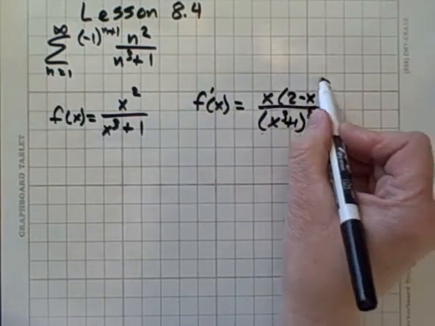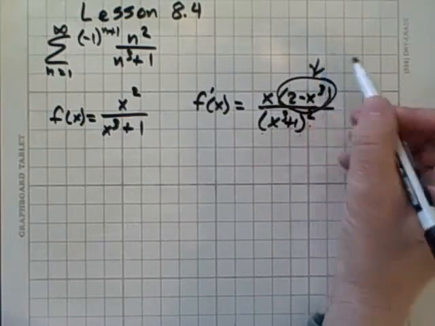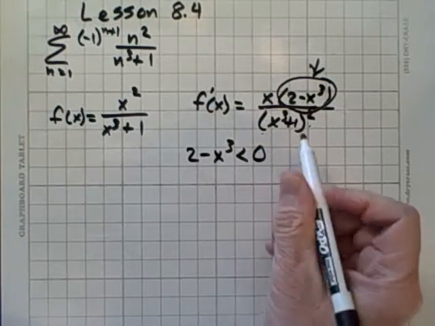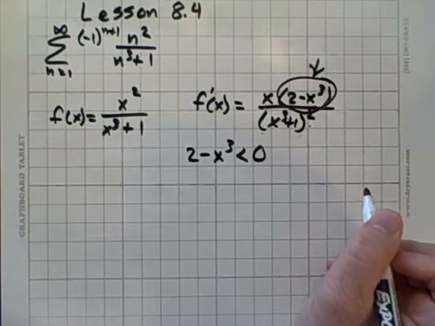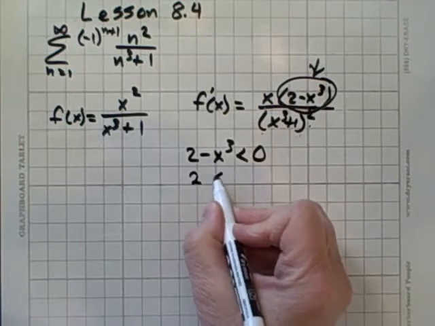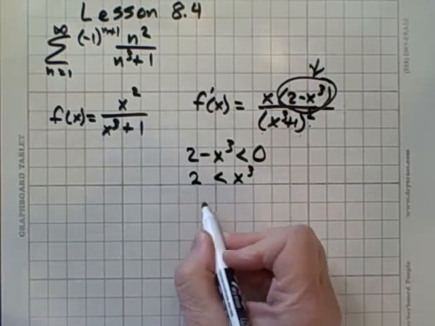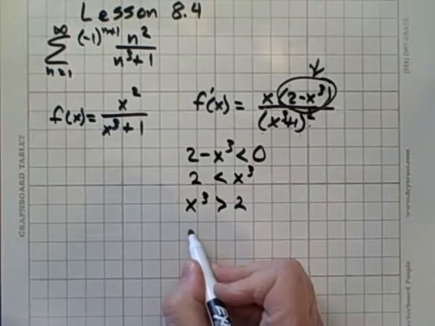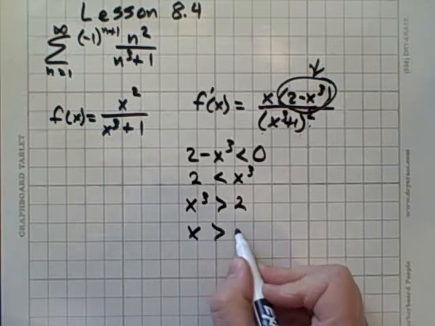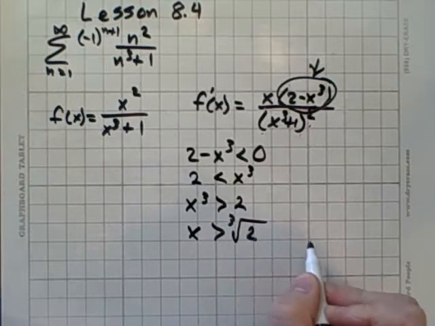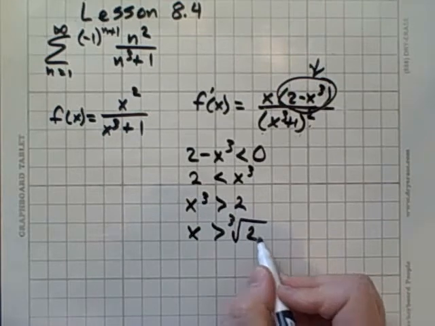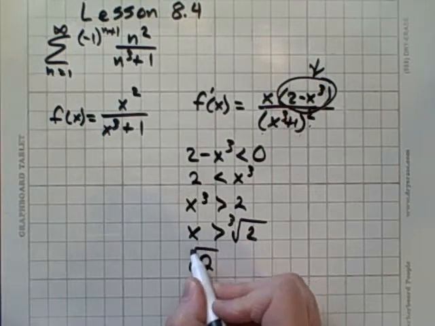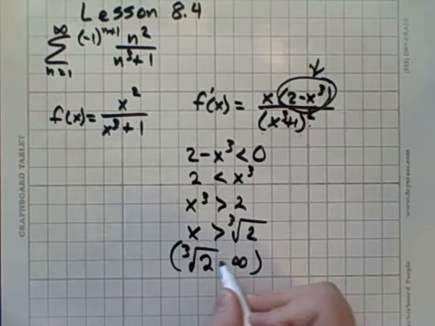When would the derivative be negative? If this piece were negative. So 2 minus x cubed, when that's negative, it would be decreasing. That would mean that 2 is smaller than x cubed. If we flip this around, x cubed is bigger than 2, and if we take the root of both sides, x is greater than the cube root of 2. So from the cube root of 2 to infinity, the terms decrease.